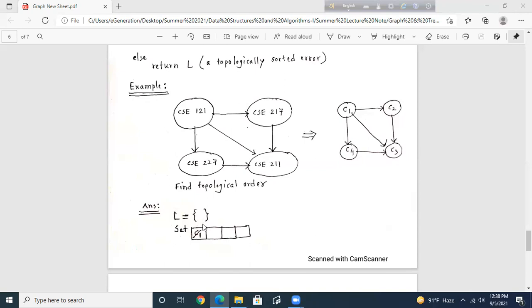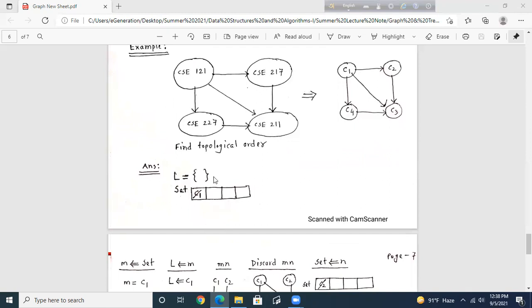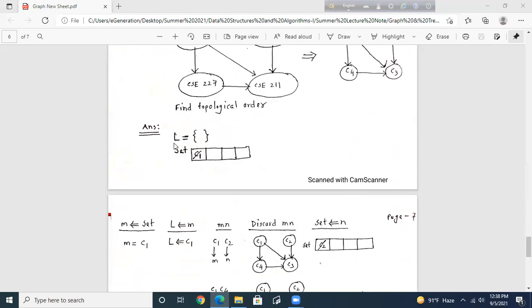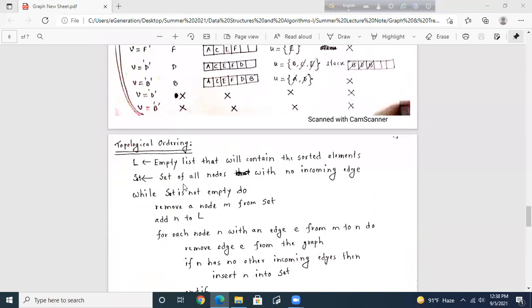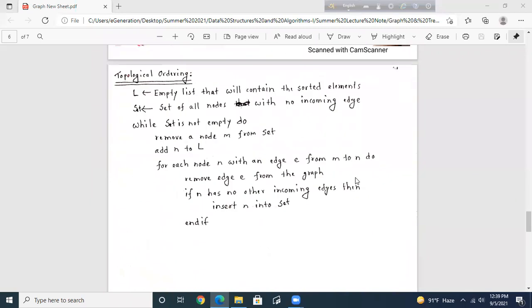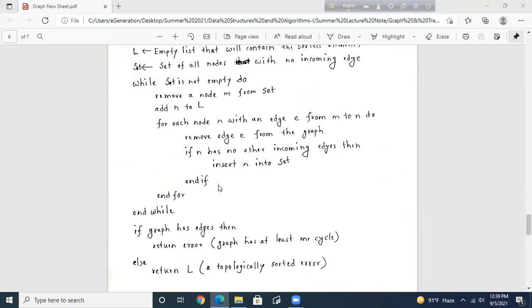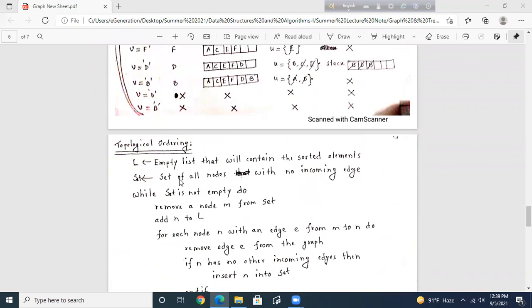Now, L equal to empty, because in the algorithm, at first L is an empty list that will contain the sorted elements. So at first I have taken L equal to empty. Then the second one: S equal to the set of all nodes with no incoming edges.